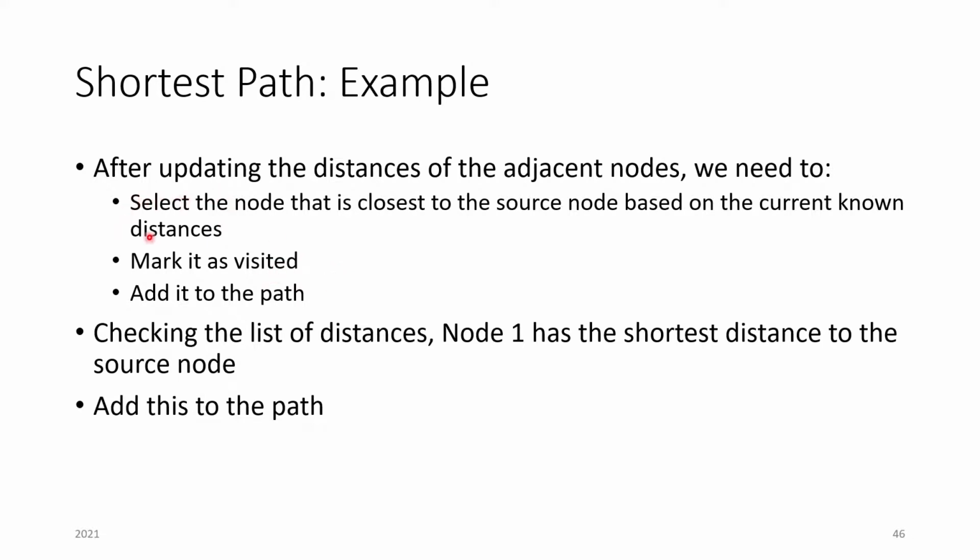So we use the shortest distance in our update there. That's where we select the node that is closest to the source node based on the current node distance, and we mark this as visited. And we're going to add this to our shortest path. Node 1 had a distance of 2 from 0, and node 2 had a distance of 6 from 0. So we're going to use node 1 in this particular case, and we're going to add this to our shortest path as required.